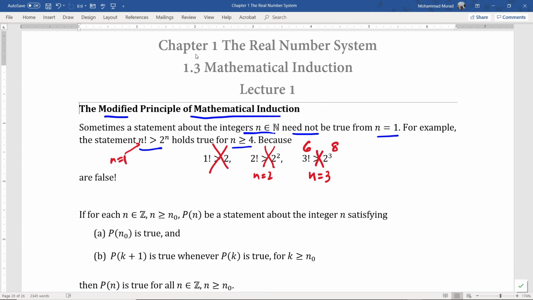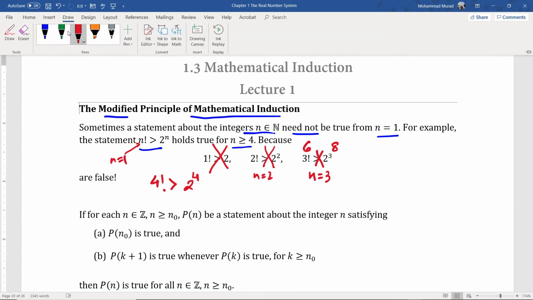But if we substitute n value equals 4, we would get 4 factorial in the left-hand side and 2 to the 4 in the right-hand side. So the left-hand side is 24, which is clearly larger than 16. Now, to prove that the statement holds true for all value of n larger than or equal to 4, we need to use the modified principle of mathematical induction.